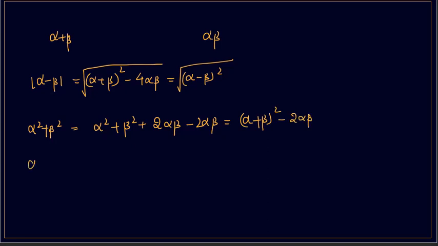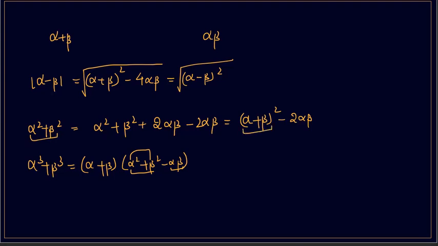Again, if I want to find the value of alpha cube plus beta cube, I will write it with the standard formula, that is alpha plus beta times alpha square plus beta square minus alpha beta. Now, this needs to be written in the form of product of roots. So alpha square plus beta square can be written as alpha plus beta the whole square minus 2 alpha beta. That turns out to be alpha plus beta times alpha plus beta the whole square minus 3 alpha beta.